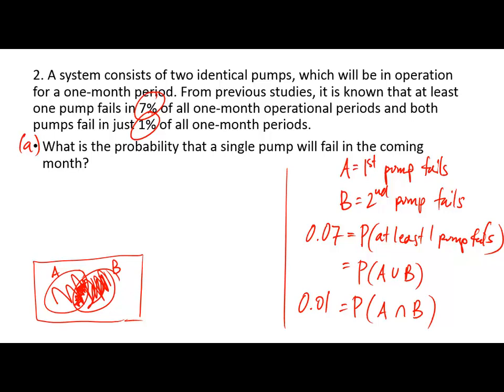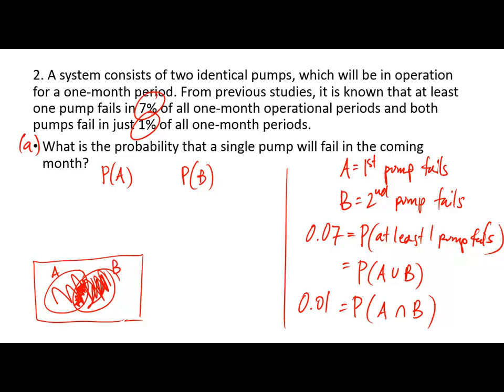Yeah, Andrew. Just the probability of A. Right. So what I'm looking for is, for example, the probability that one of the pumps fails. So how does the probability of A relate to the probability of B? So the probability that the first pump fails, they're equal. So why are they equal?